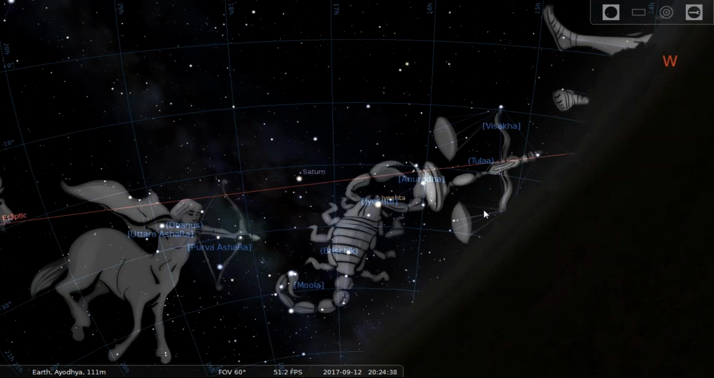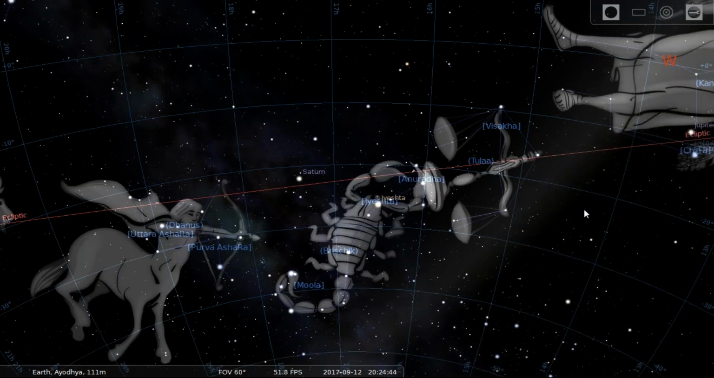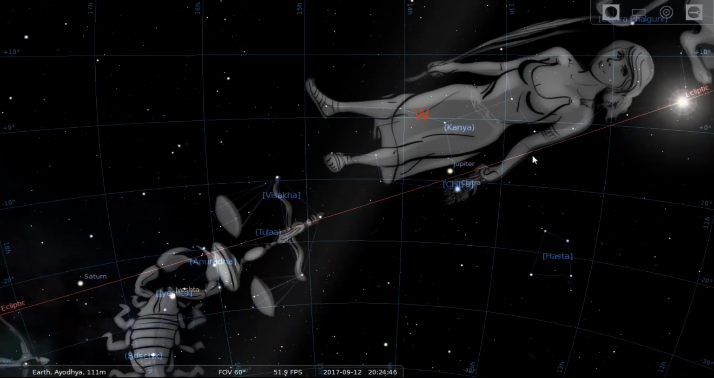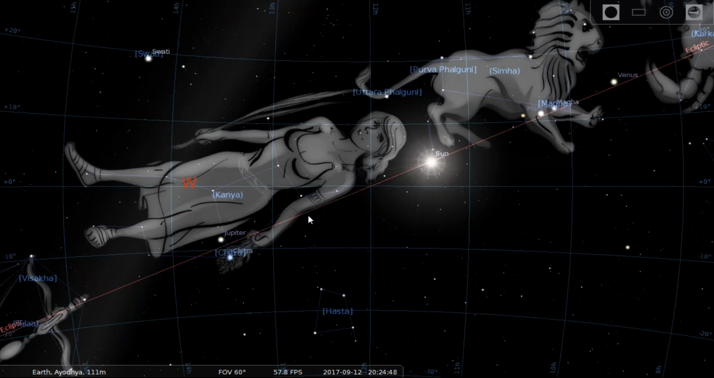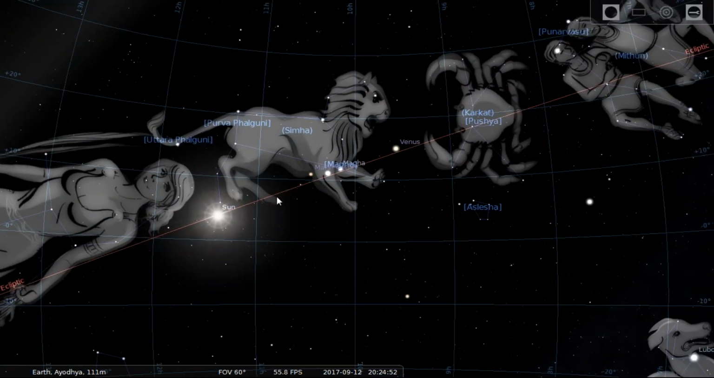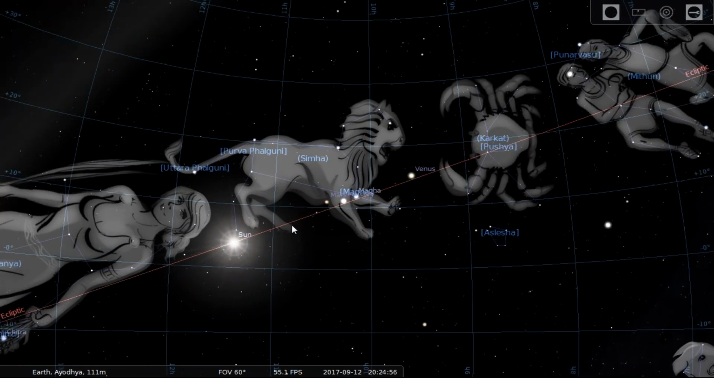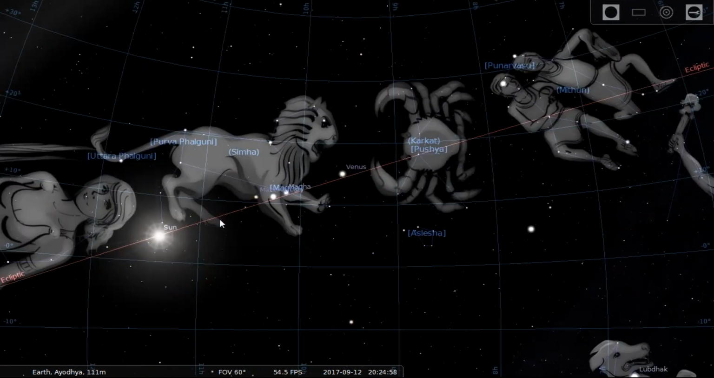And there are some signs which are below the ground. Let me turn off the ground. So yeah, these are the signs which are not visible, which are below the ground, or visible in the other hemisphere, or I should say another part of the world.